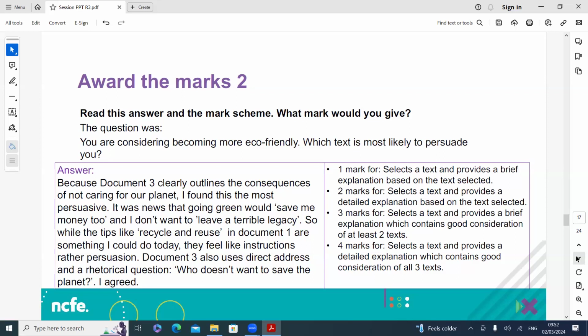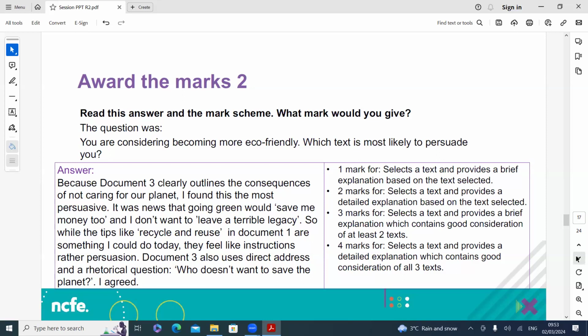So again, we'll start with the 1 mark criteria. Selects a text and provides a brief explanation based on the text selected. So have they selected a text? Have they selected a text that's most likely to persuade them? Yeah. Which document did they select? Document 3. Good. So document 3 clearly outlines the consequences. I found this most persuasive. Well done. Okay, so let's move on to 2 marks.